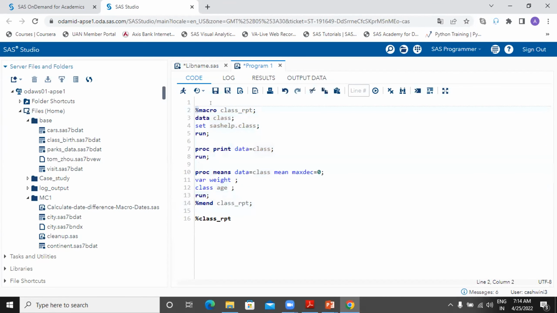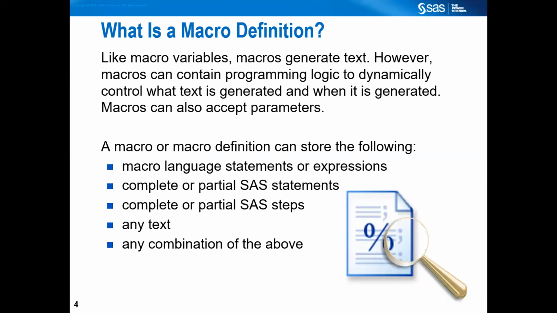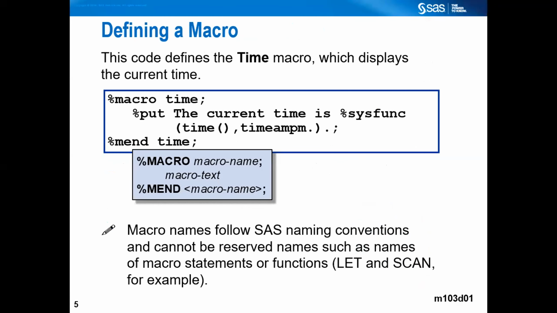So what does %MACRO do? It is an indication to SAS that you are asking it to create a macro program or a macro definition, with the name class_rpt, which will save the underlying code. And %MEND indicates the end of your step to create a macro definition. So %MEND and you give the name. All right. Okay. So, defining a macro.